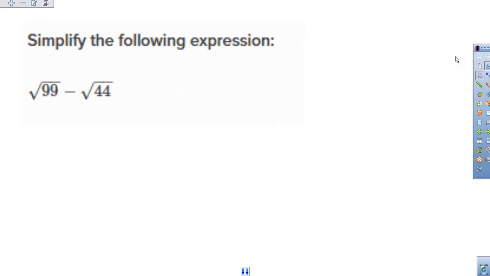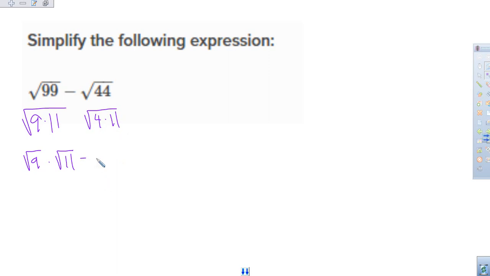So 99, that's equal to 9 times 11, which is the square root of 9 times the square root of 11. And 44 is equal to the square root of 4 times 11, which is equal to the square root of 4 times the square root of 11. And these are perfect squares right here and right there.